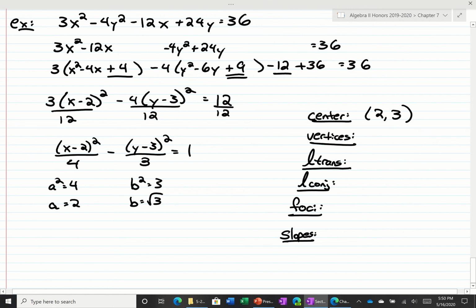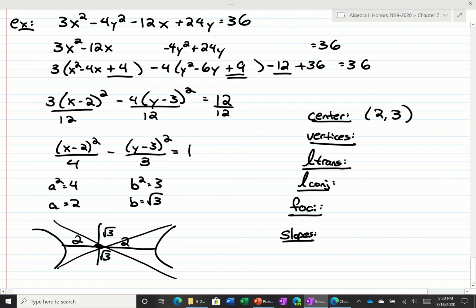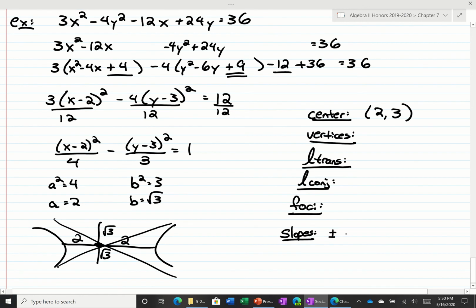So the vertices, let's say it's horizontal because the x comes first, so it's going to look something like this. Just draw a very, very rough picture. A is 2, and b would go the opposite direction. Look something like that. The slopes, just looking at our pictures, would be plus or minus root 3 over 2. The length of the transverse would be 2 times 2, or 4 units. The length of the conjugate axis would be 2 times root 3, which is 2 root 3 units.